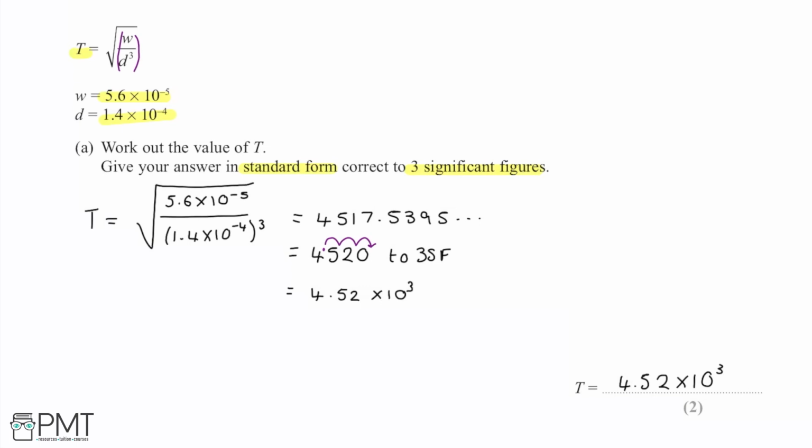So you get the first mark here for this correct unrounded value of t. Alternatively, you could get the first mark for finding the value of w divided by d cubed. However, I've done it all in one step and taken the square root at the same time, just to make sure we don't get any rounding errors while we're calculating the value. And then the second mark is for the correct final answer of 4.52 times 10 to the 3.